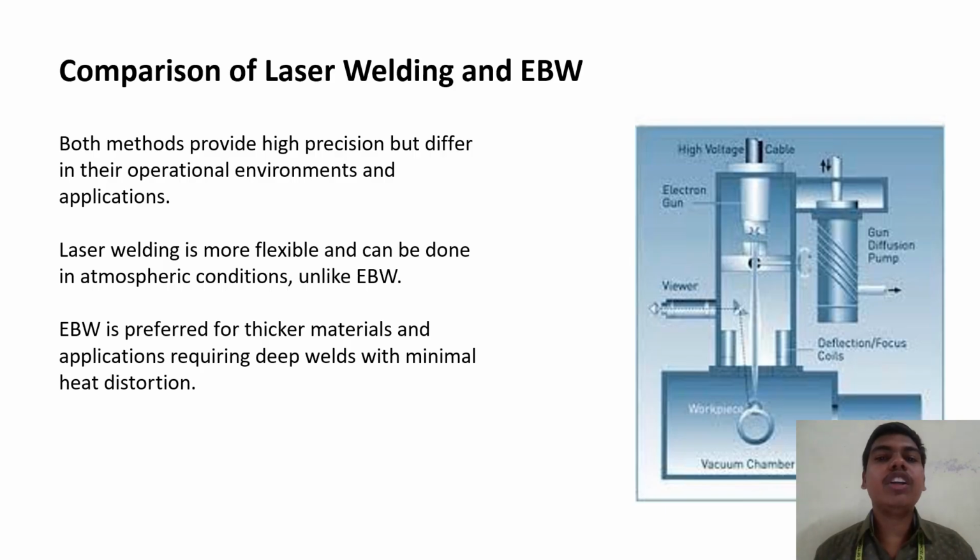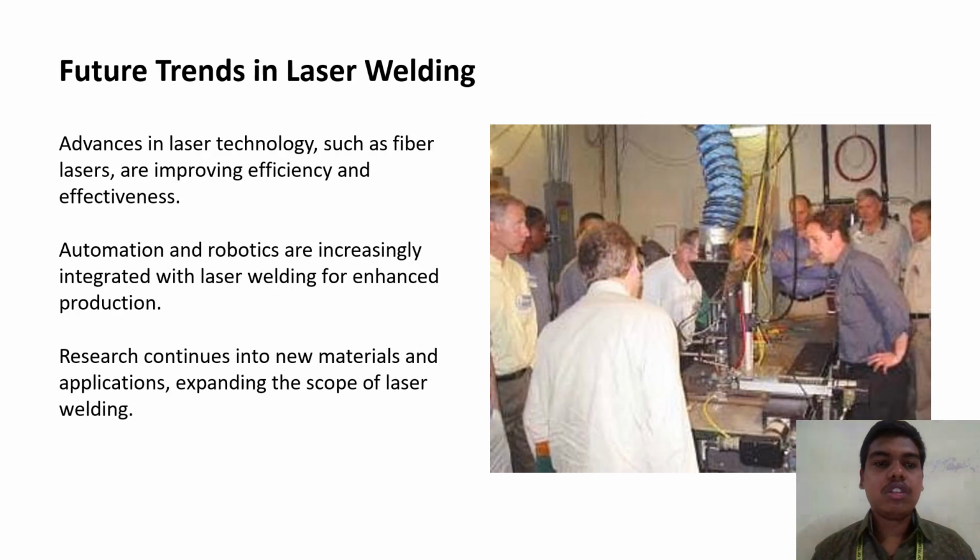Comparison of laser beam welding and electron beam welding. Both methods provide high precision but differ in operational environments and applications. Laser beam welding is more versatile and can be done in atmospheric conditions unlike electron beam welding. Electron beam welding is preferred for thicker materials and applications requiring deep welds with minimal distortion.